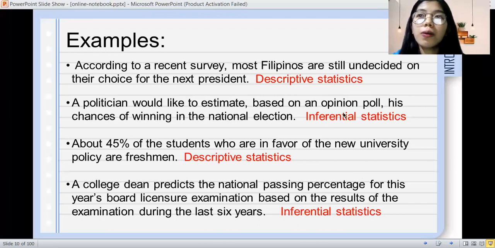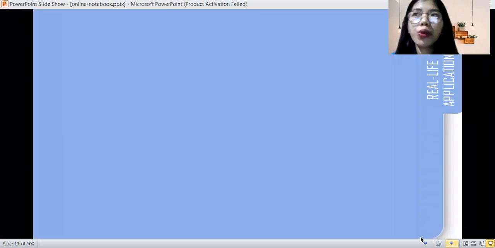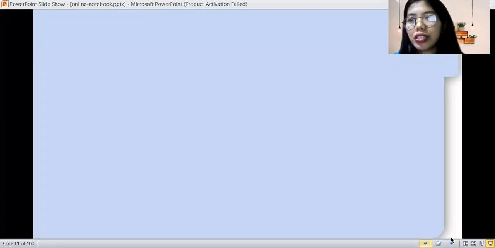So, matatakal na yan during sa mga grade 10 na ninyo, okay? So, ayun po yung difference ng descriptive at saka inferential statistics.